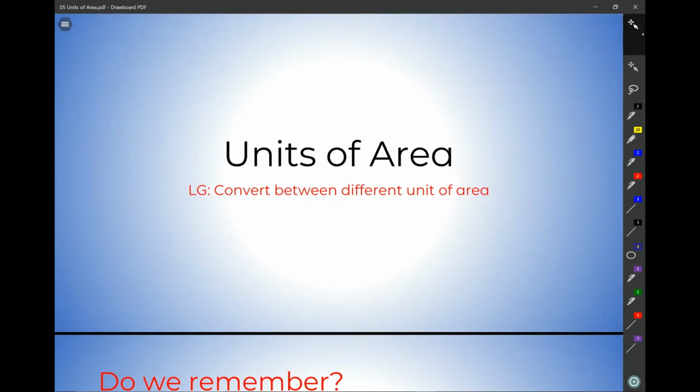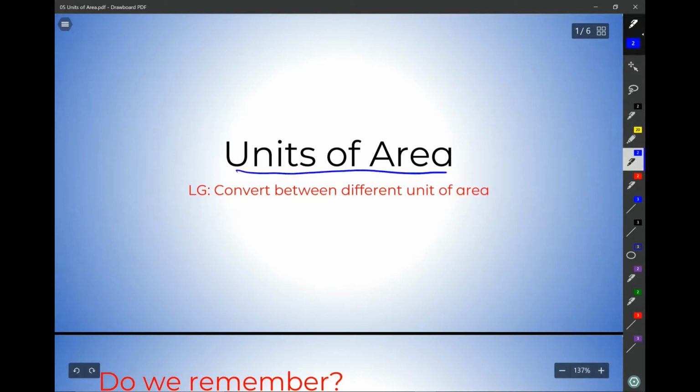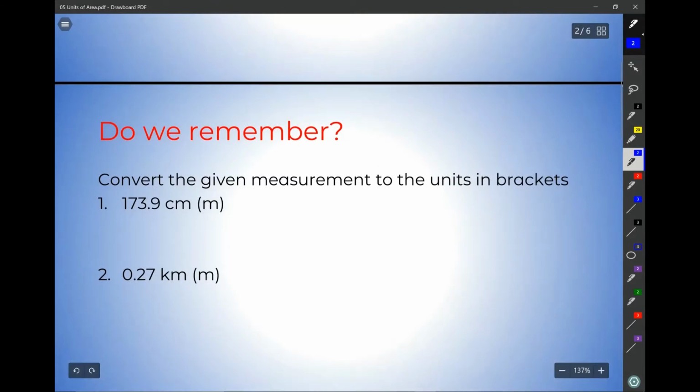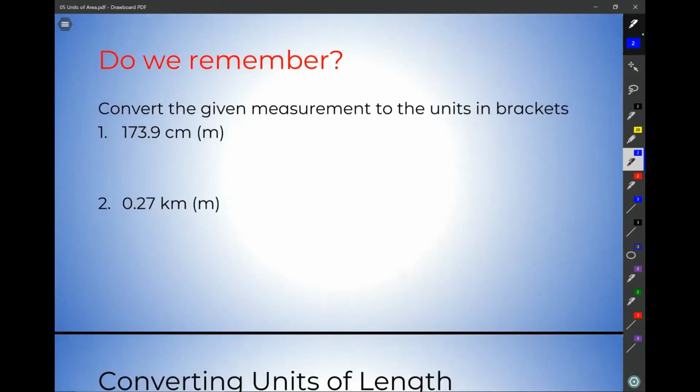Before we move too much more forward in this unit, I want to take a minute to look at units of area. We spent some time at the start of the unit converting between different units of length, and we're just going to see if we remember how to do that quickly right now. So there are two conversions here that I'd like you to do. Convert the first one from centimeters into meters, and the second one from kilometers into meters.